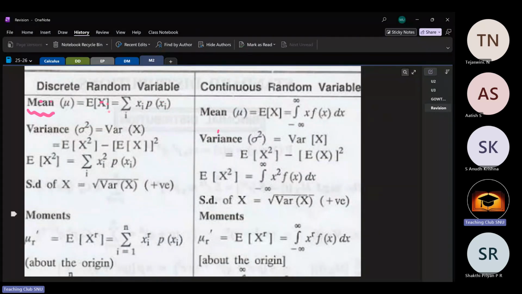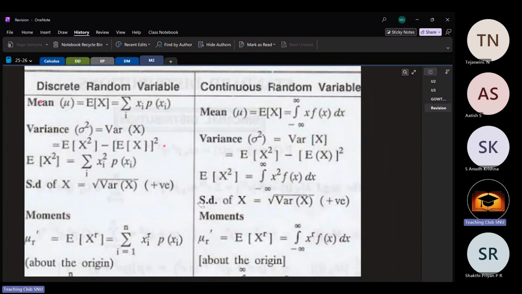That's it. So if it is expectation of e power tx, it will be what? Summation e power tx into P of x for all the values of x. Okay. That is something we define as MGF. We'll be coming to that.